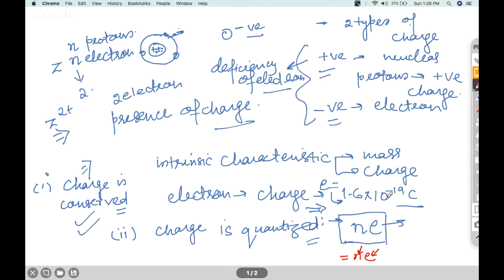The total charge can be quantified in terms of the number of electrons roaming around in an object.